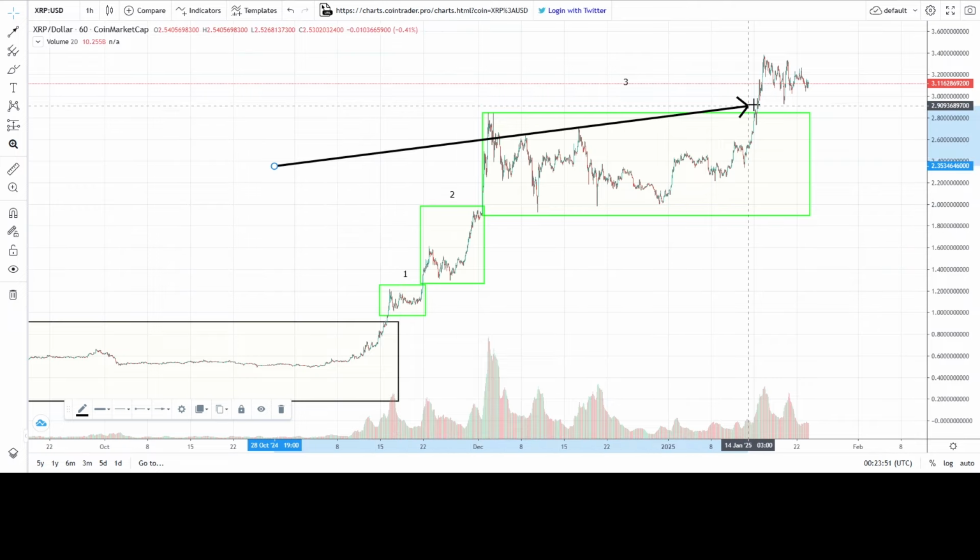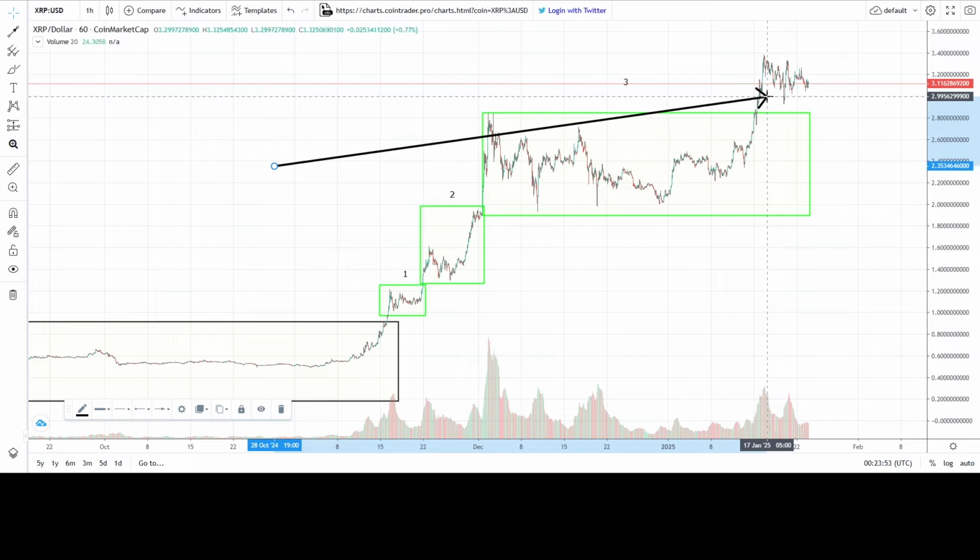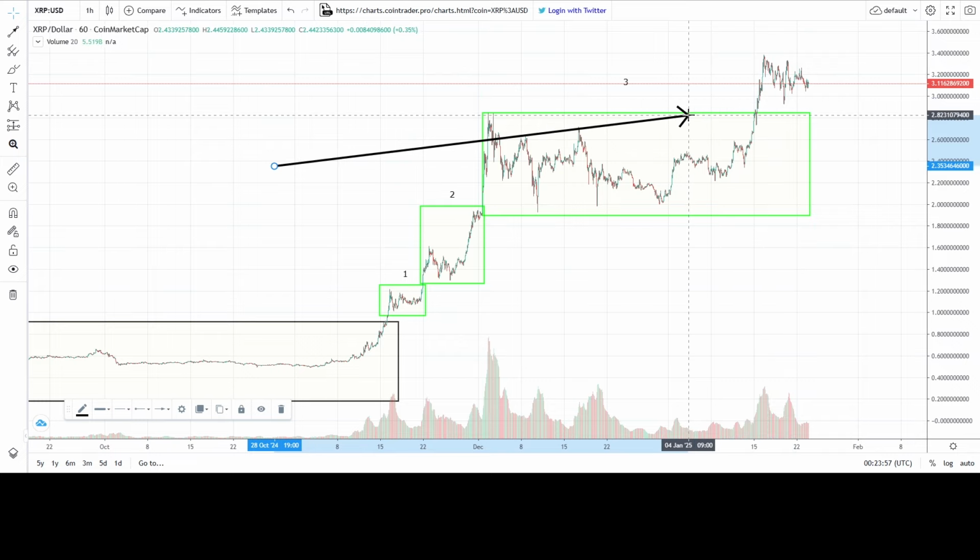Now, what is going on over here? This is what I would like to talk about. After it gets above this third corrective structure, I've talked about this in previous videos.